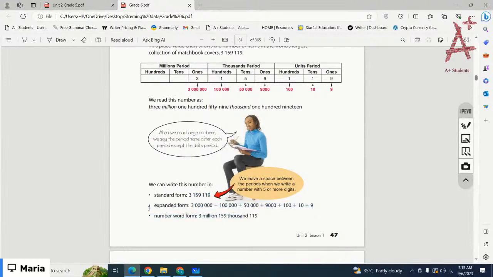And the other form is the word form. If you have a number written like this, how can you read it? It would be 3,159,119. That is how you read this number.